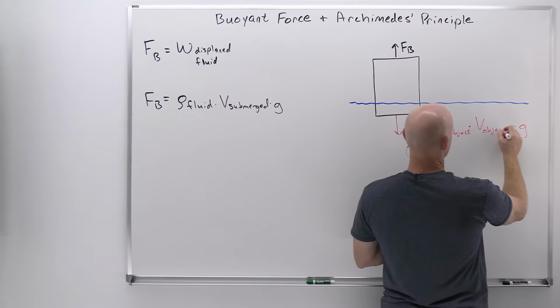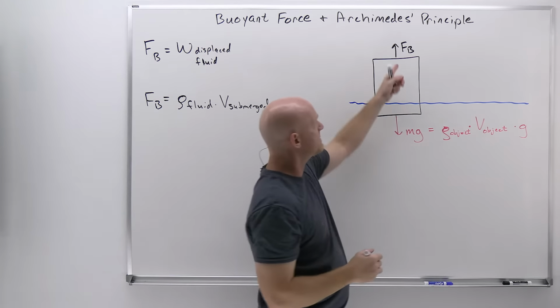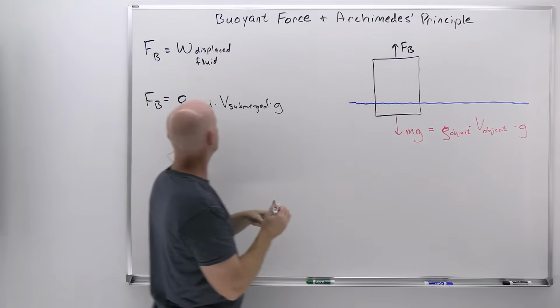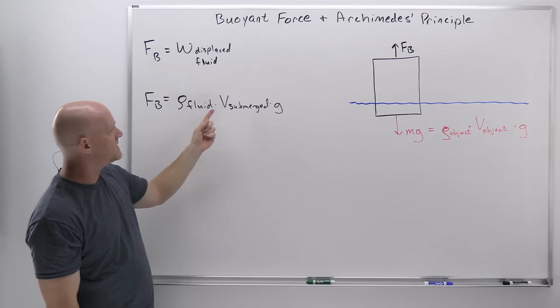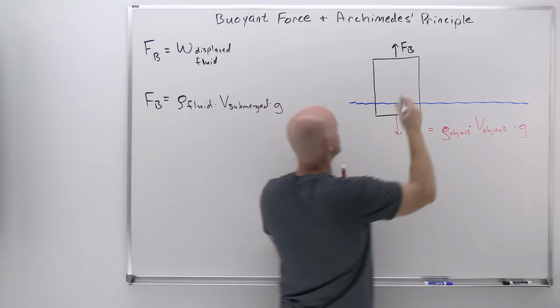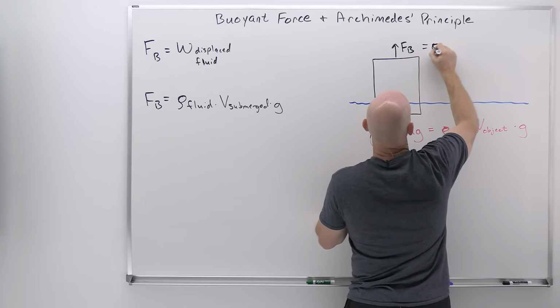Now it's going to be a little bit different for the buoyant force, but notice again, buoyant force is equal to density times volume times gravity as well. But the key difference is that's the density of the fluid, because it's equal to the weight of displaced fluid.